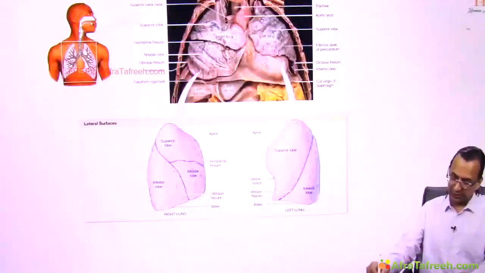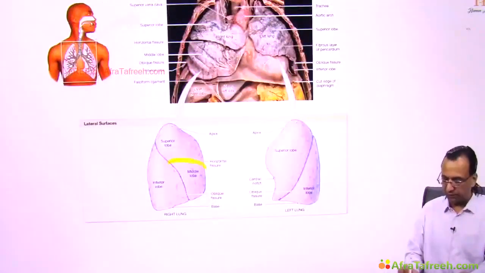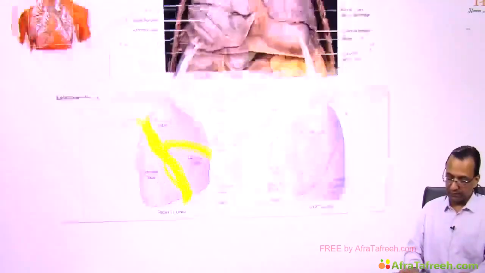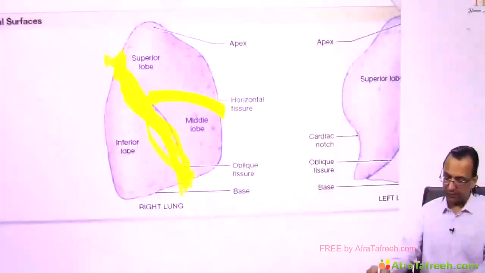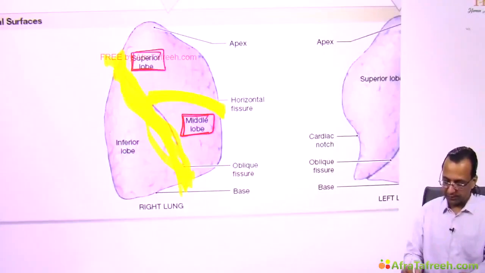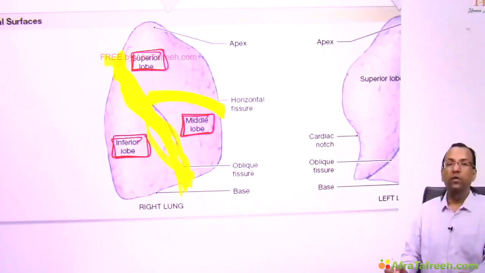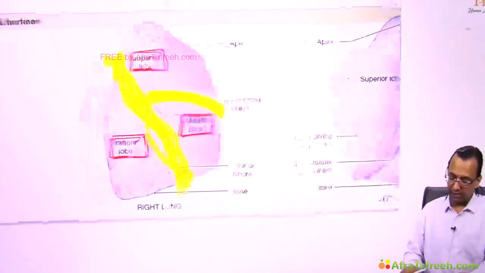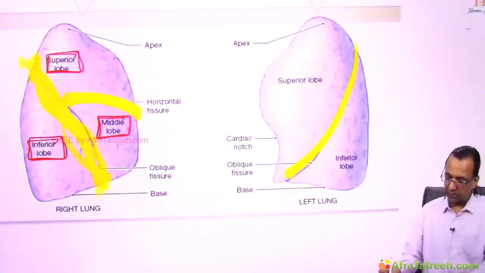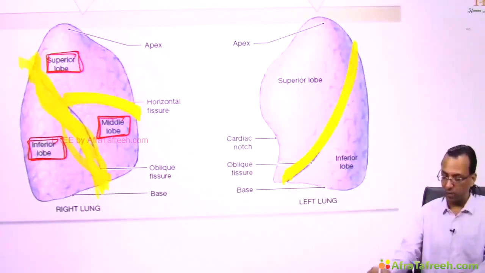See, this is what we are telling, that there is a horizontal fissure in the right lung and there is one oblique fissure also in the right lung, so that bounded by the 2 fissures is the middle lobe. There is a superior lobe and an inferior lobe also. What about the left lung? The left lung has only one fissure, which is the oblique fissure, and that is why there are only two lobes. There is one upper lobe and one lower lobe.